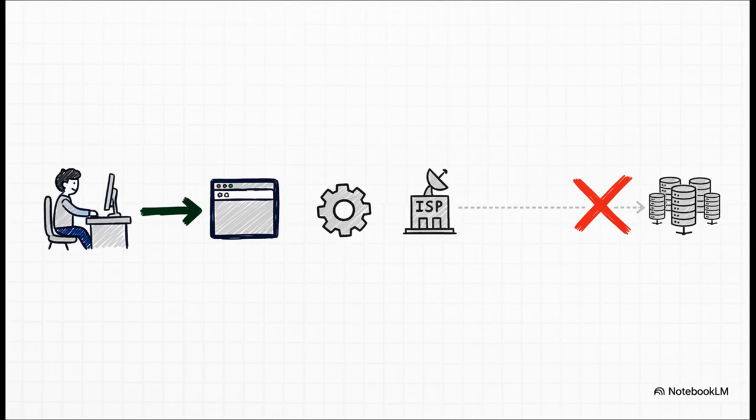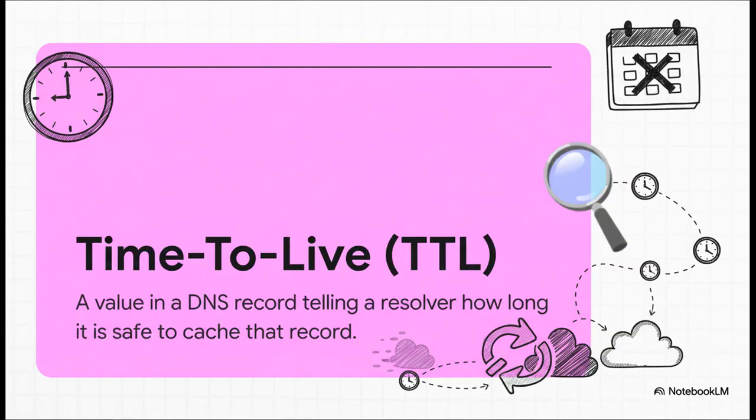So DNS answers get cached everywhere. Seriously, in your browser, in your operating system, at your internet service provider. It's this caching that dramatically cuts down on delays and takes a huge load off the global DNS system. But that raises a good question. How do you stop that cached information from getting stale and out of date?